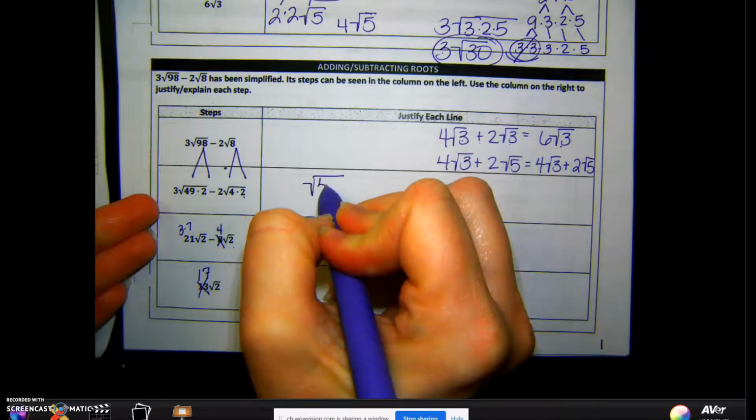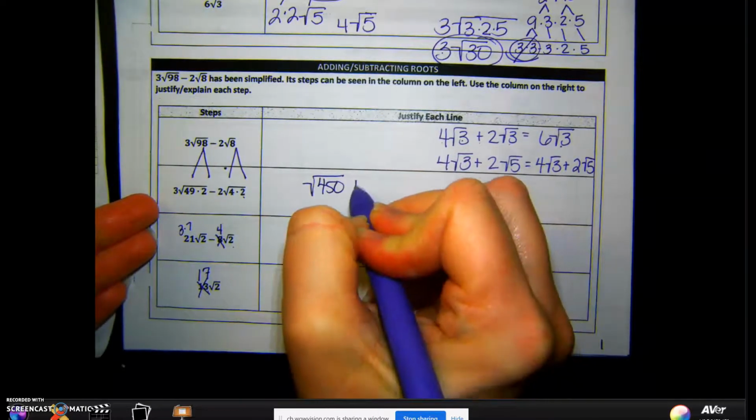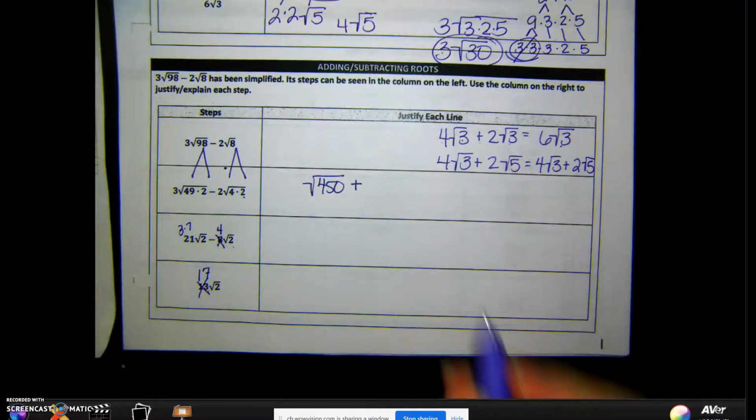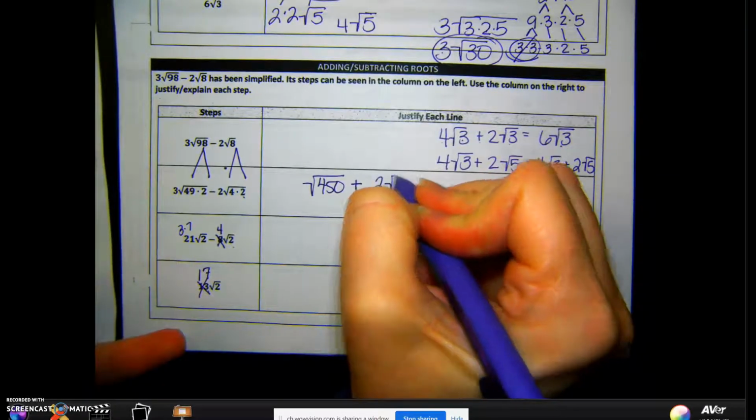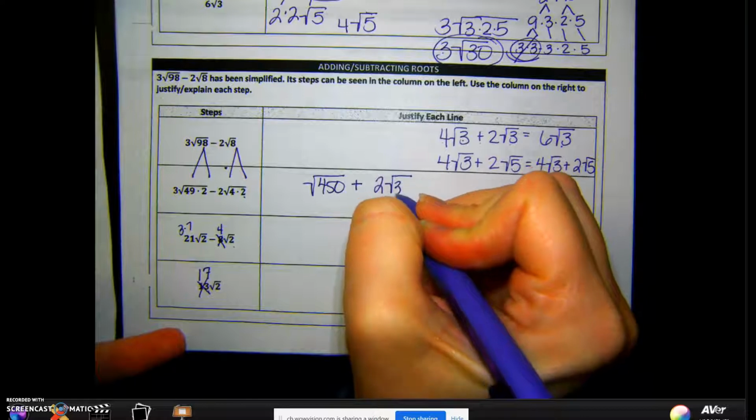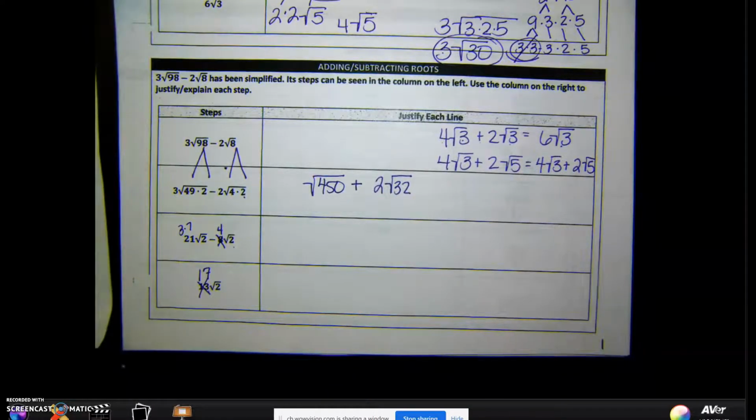Square root of 450. I'm trying to find numbers that you can actually do. Plus 2 square roots of 32. I'm hoping that this one will work. Let's see.